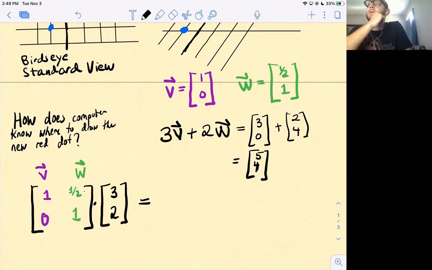Did I make a mistake here? Let me see. Oh, my bad. Oh, hang on. I'm so sorry, guys. I made a mistake in the first one. 2 times W is not 2, 4. That's going to be plus 1. That's 1, 2. What am I doing? And so this should be 4, 2. Sorry about that.